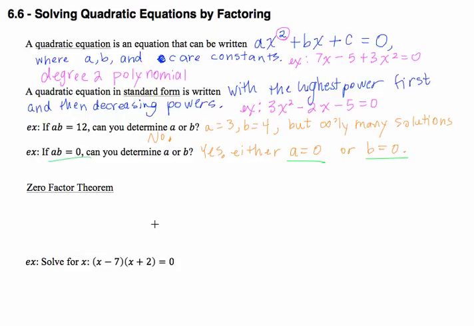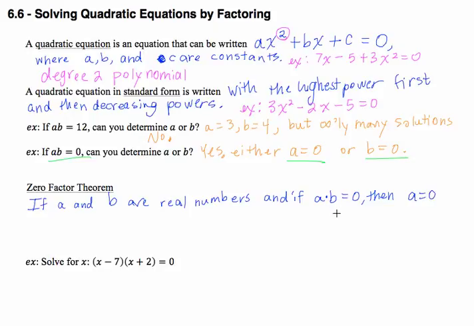Okay, and that's what the zero factor theorem is about. The zero factor theorem says if a and b are real numbers, that means positive, negative, decimals, fractions, whole numbers, just real numbers, and if a times b is equal to 0, then either a equals 0 or b equals 0. Okay, so that is the zero factor theorem. We're going to use that throughout this section.